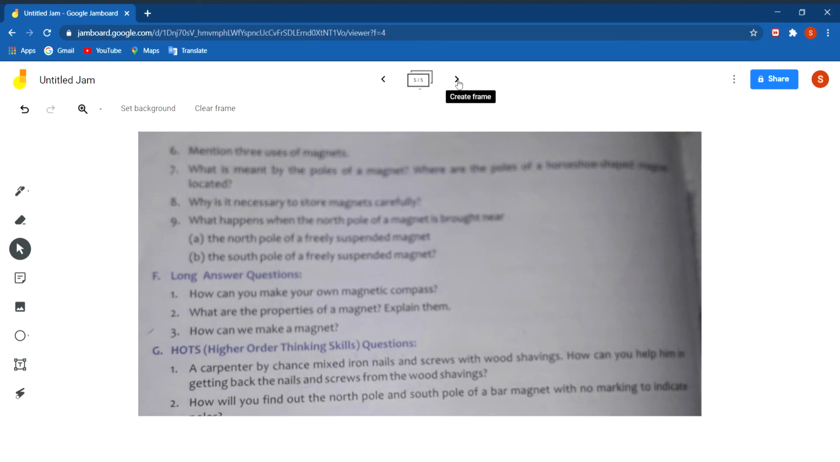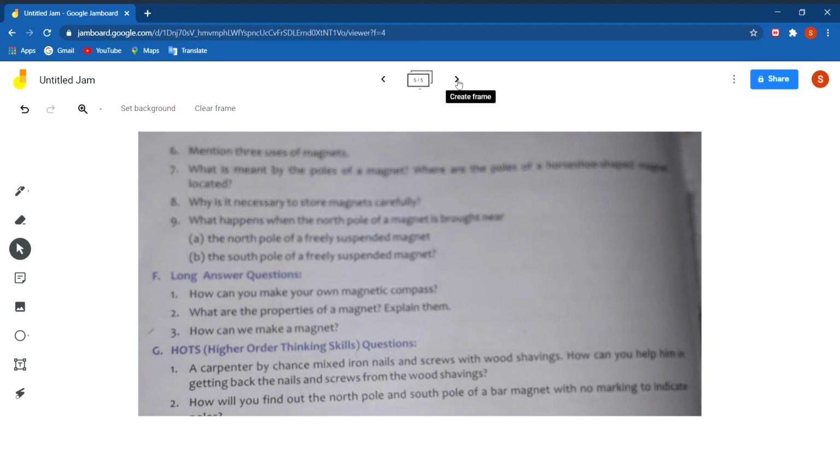Now, how can you make a magnet? I have told you this activity when I was teaching the lesson. It is given on page number 124, making a magnet, figure 13.3. From this you can write the answers.